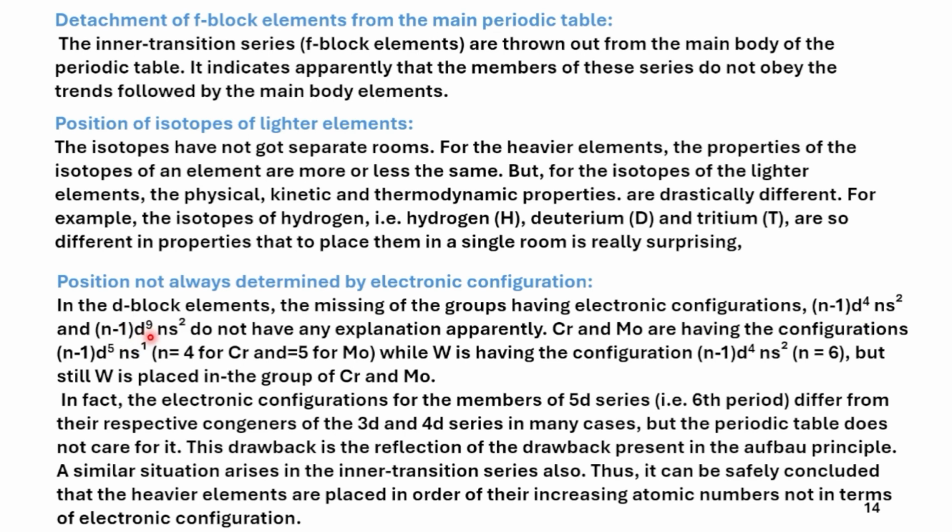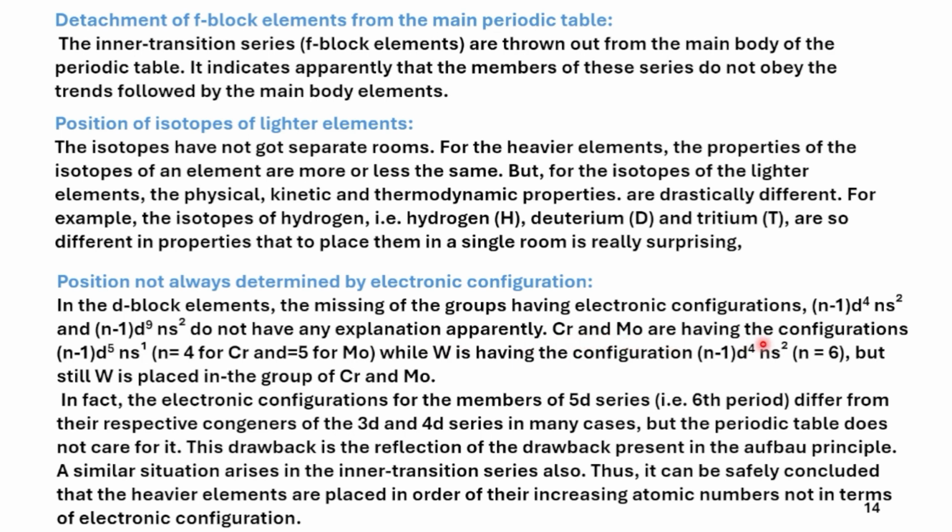So what it will do, it will take one electron from the s orbital and fill the d orbital. So it will become (n-1)d10 ns1. Similarly, the other will also take one electron from the s orbital and become (n-1)d5 ns1. So this is called the d orbital being half filled, and here the d orbital will become full filled. This half filled, full filled concept we will also learn later. So these two electronic configurations do not have any explanation apparently.